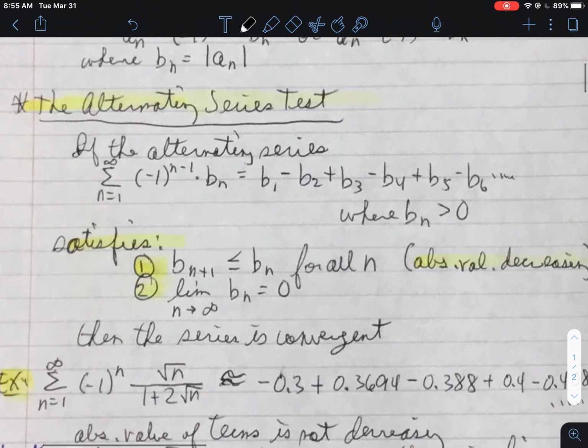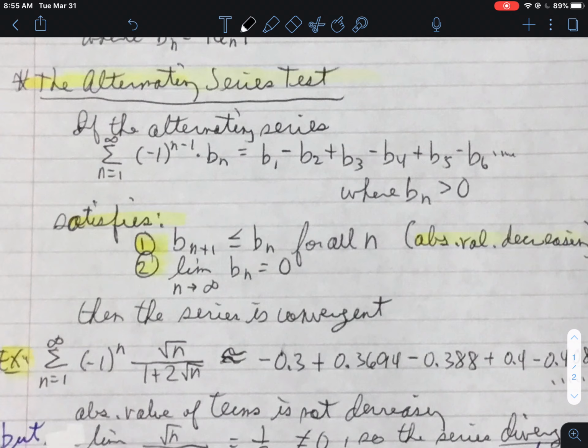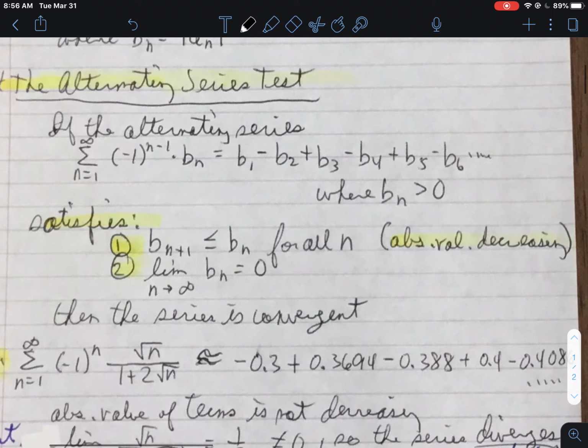Then the alternating series test says that if we have an alternating series that fits that format, and the series satisfies those two requirements, in that b sub n plus 1 is less than or equal to b sub n for all n, in other words, the absolute values are decreasing, because remember, that's what b sub n is. It's the absolute value of the terms of your series. And if the limit as n approaches infinity of b sub n is 0, then we have a convergent series.